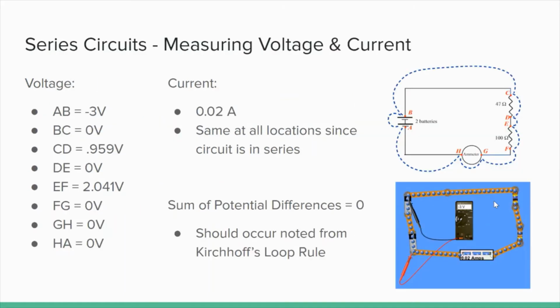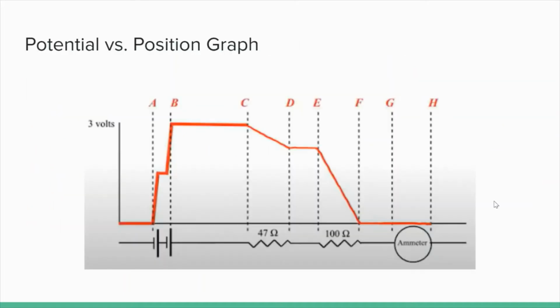Next, we would measure the voltage and the current at each different potential difference. Starting off with the image on the right, you can see it goes from A to B, B to C, C to D, D to E, etc. You'd find the current is the same throughout every location because the circuit is in series, which is 0.02 amps. And once we sum up the voltages, we find that the potential difference comes out to be 0, which should occur as noted by Kirchhoff's loop rule.